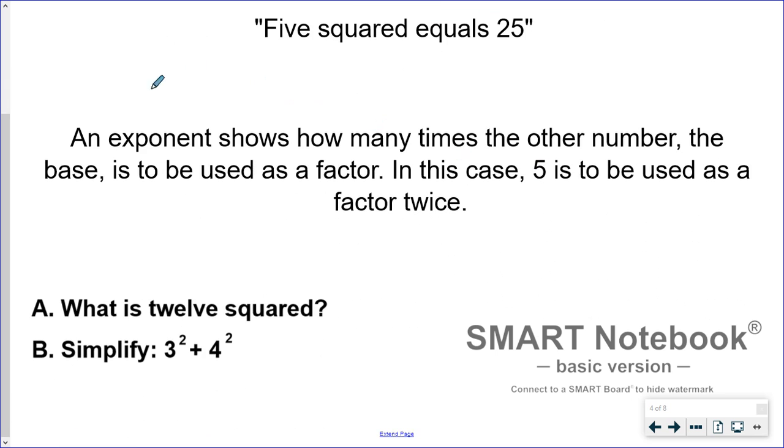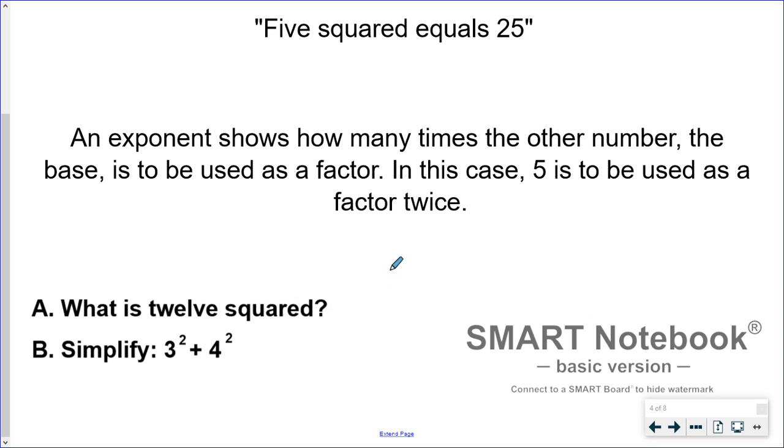Now an exponent shows how many times the other number, which is called the base, is used as a factor. So in this case, 5 is multiplied twice, like I mentioned before. Here's a couple examples of what I'm talking about. What if I said, what is 12 squared? We just learned that the word squared means I'm going to take a number and multiply it by itself. But the question becomes, what number am I going to multiply by itself? Let's give you that number out front. So 12.